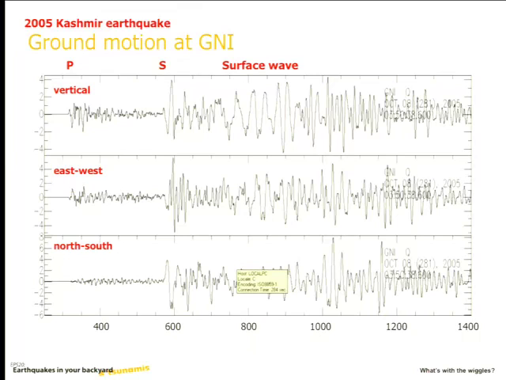So the S wave has more intense shaking. The amplitude of the S wave is bigger than the P wave. That's typical. That's correct. Okay, so the height of these wiggles are bigger than the height of these wiggles. What else?